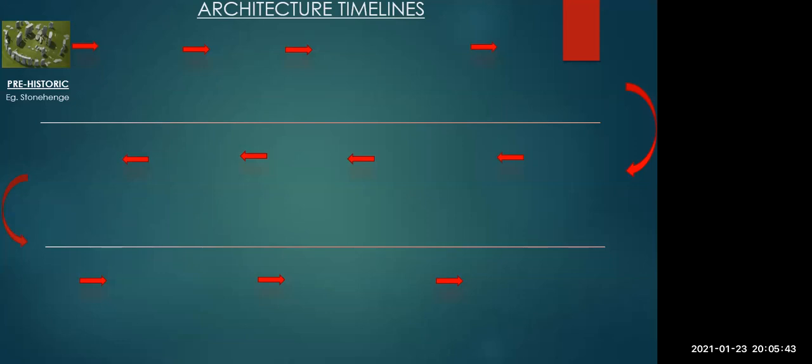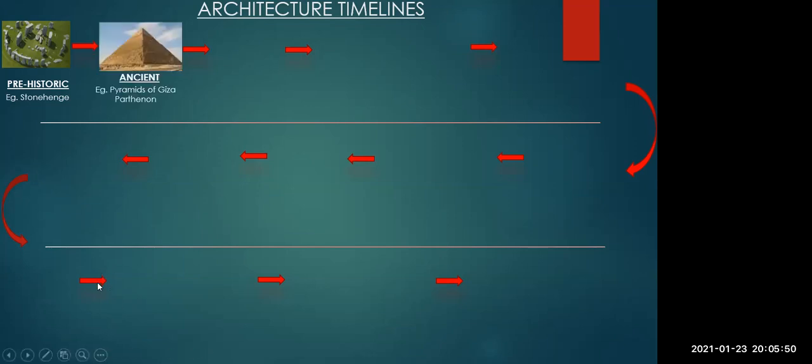Then you have ancient. Under ancient, you have buildings like the pyramids and the Parthenon. So we studied about the pyramids and the Parthenon. We will not get too much into detail with prehistoric, except what you studied about the ziggurats. Please, guys, you have to remember these three things, the main differences between the pyramids and the ziggurats.